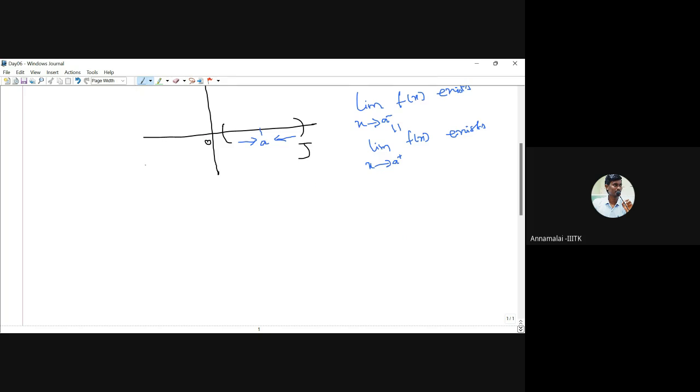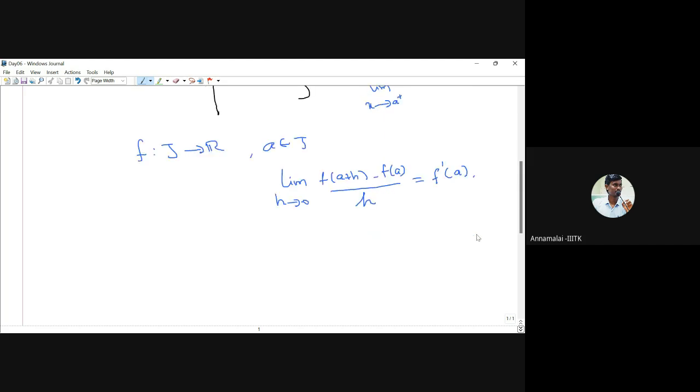Okay, so for a single variable function, suppose f is defined from J to R, including at a. We are talking about the derivative at the point a. It is nothing but, if the limit exists, the limit as h goes to 0 of f of a plus h minus f of a, divided by h. If the limit exists, we call it f dash of a, the derivative of the function at the point a. And we say f is differentiable at a if this limit exists and equals this.